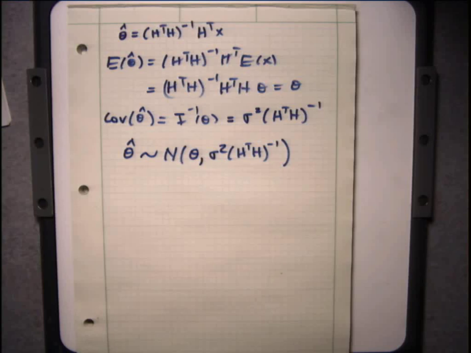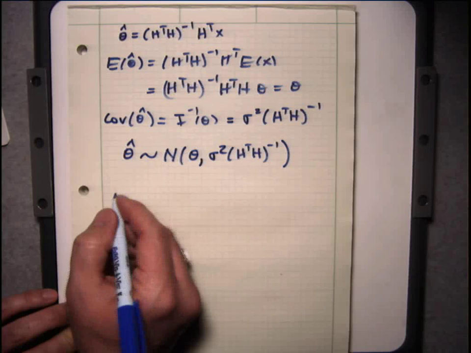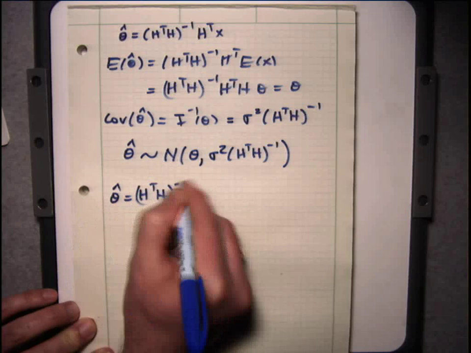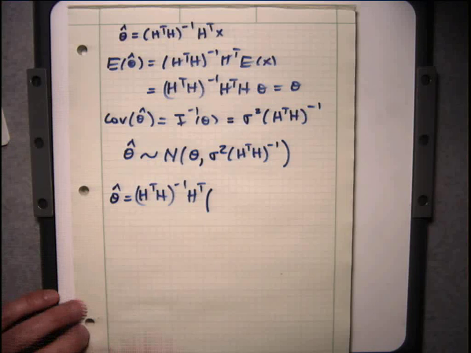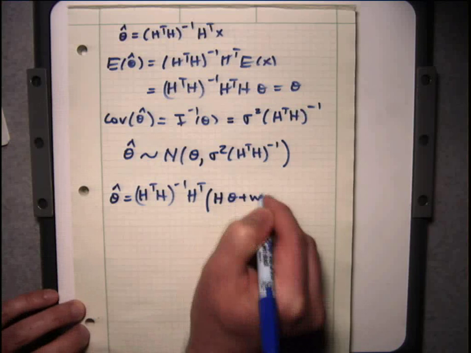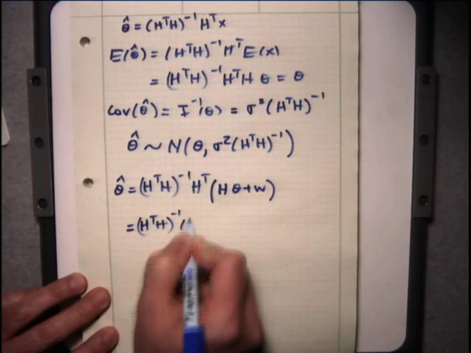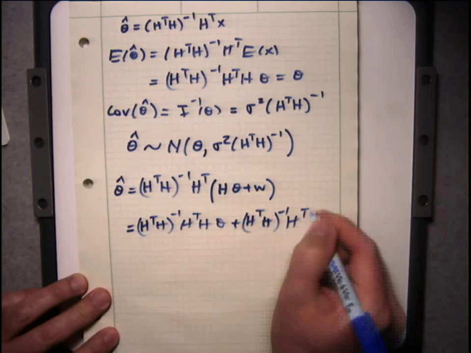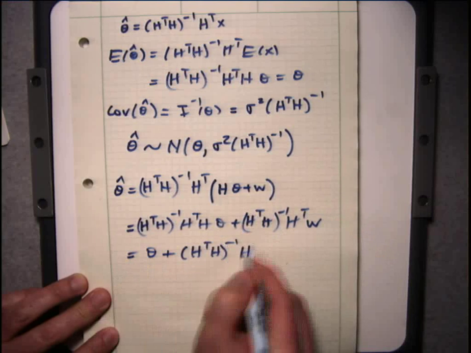In fact, this is a little easier to see if you write your solution like this. So let me rewrite X. Theta hat is H transpose H inverse H transpose. And now let me rewrite X in terms of the measurement model. Remember, the measurement model was H theta plus W, right? So if we multiply it through, we get H transpose H inverse H transpose H theta plus H transpose H inverse H transpose W, right? So this is just theta plus H transpose H inverse H transpose W.